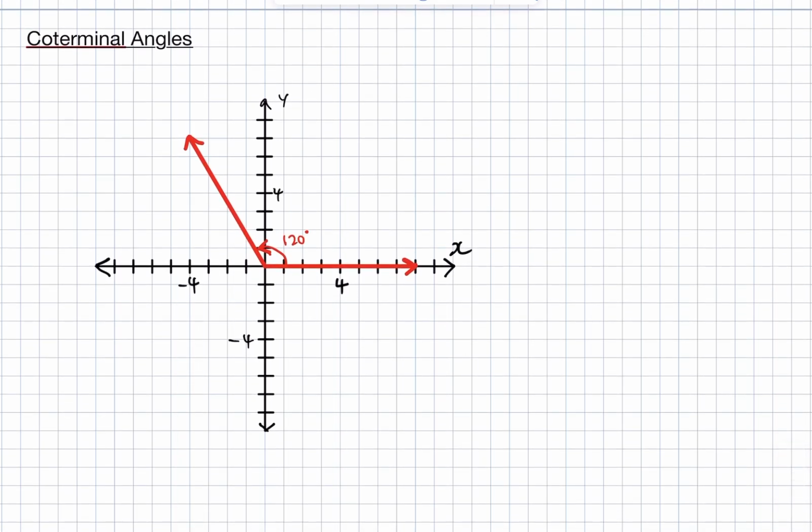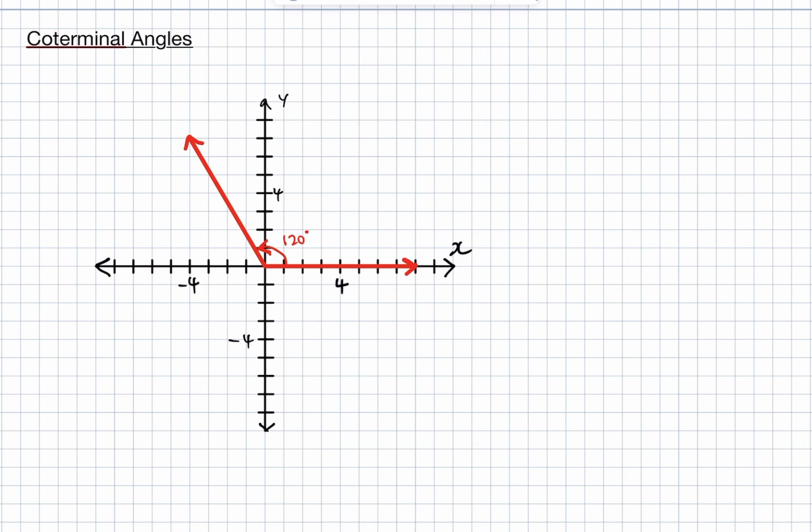Here we're talking about coterminal angles, and the question is, what are coterminal angles? All right, so I'm going to go ahead and define it. Coterminal angles refers to two or more angles that share the same initial side and terminal side, okay?